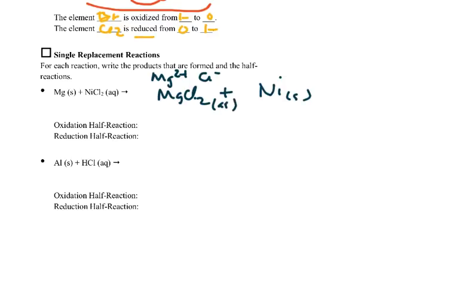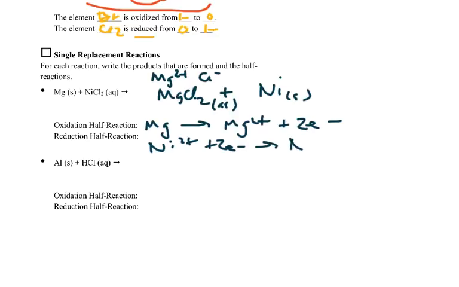The half reaction, who's getting oxidized? Magnesium is going from neutral to magnesium 2+, and that gives off 2 electrons. And the reduction half reaction will be the nickel. It's going from nickel 2+, picking up 2 electrons and becoming nickel metal. So that's the reduction half reaction.